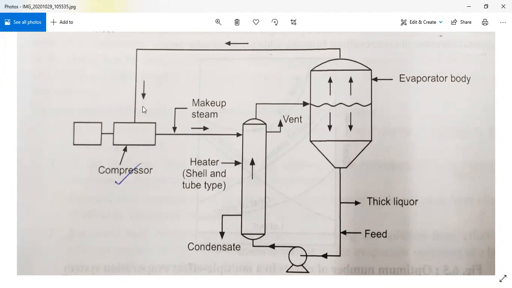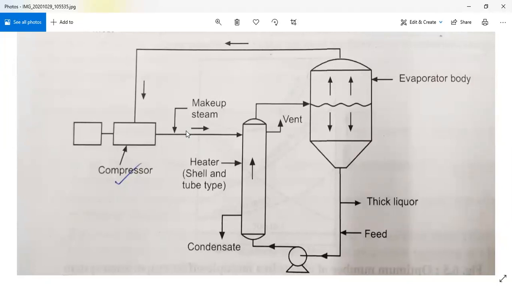Because we have to increase the pressure, we have to increase the temperature drop. So for increasing the pressure, we are using this compressor. Now in this diagram, you can observe a reciprocating type of compressor is going to be used for compressing these vapors. So by compressing these vapors, we are going to increase the pressure, and we know that pressure is directly proportional to the temperature. So by increasing the pressure, we are going to increase the temperature. The other temperature is one and the same, and that is why the temperature difference is going to increase.